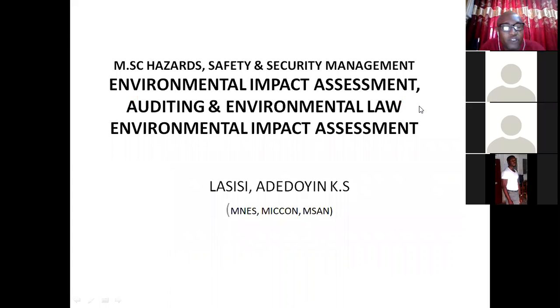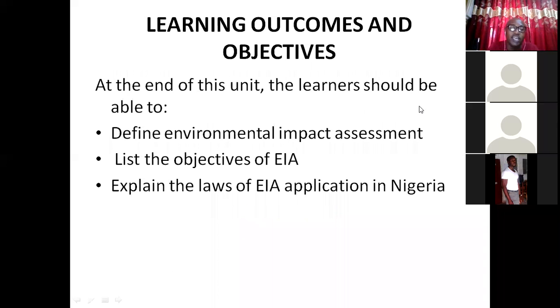Today we will be talking about environmental impact assessment with respect to EIA law in Nigeria. At the end of the unit, you'll be able to define what environmental impact assessment is, list the objectives of EIA, and explain the EIA application process in Nigeria.